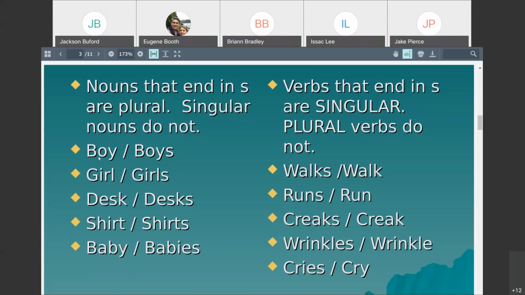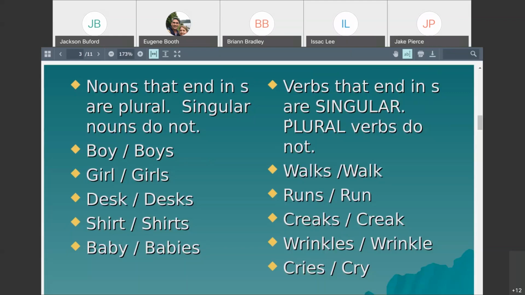I have one boy, more than one boys. One girl, more than one girls. One desk, more than one desks. Shirt, more than one shirts. One baby, more than one babies. All I did was add an S to these nouns to make them plural. Singular, plural. Everybody knows that singular is one, plural is more than one. Nothing new there, right?